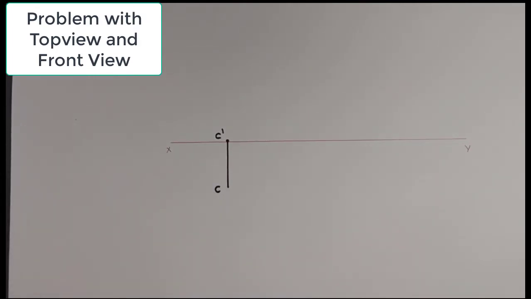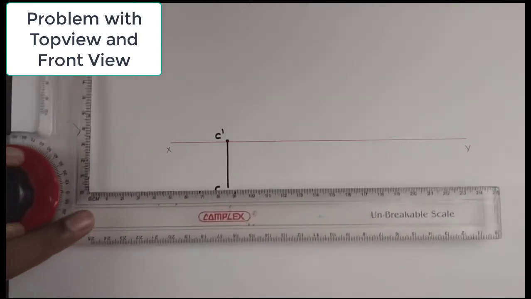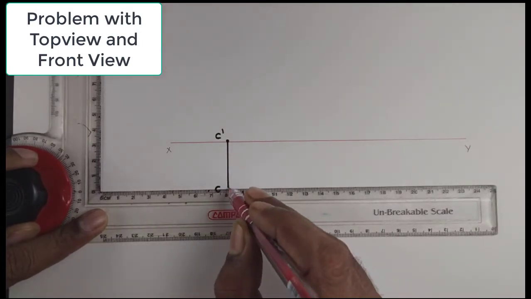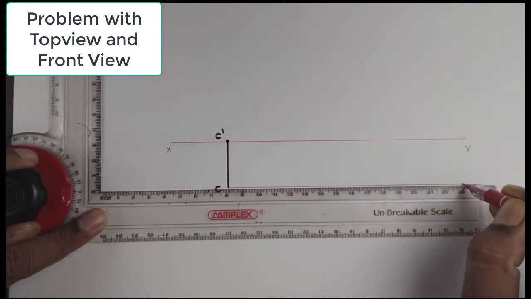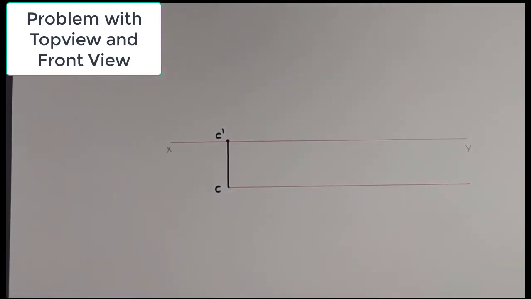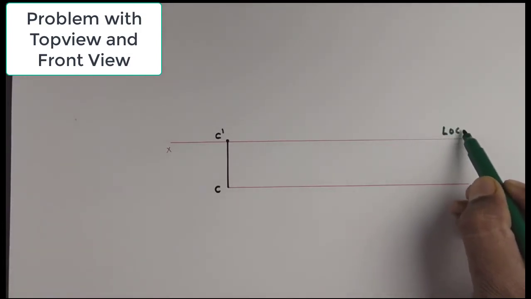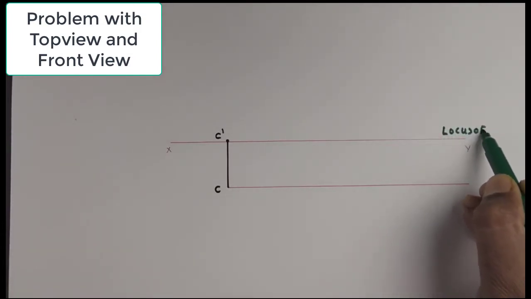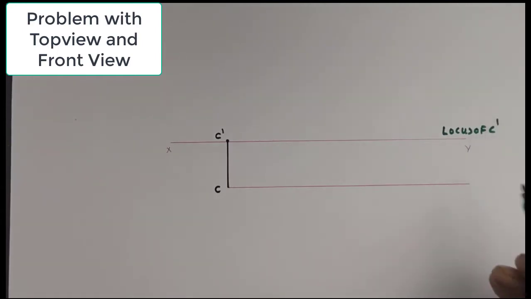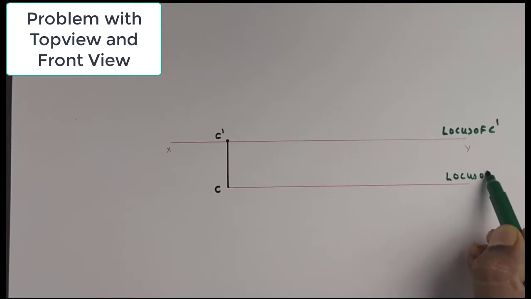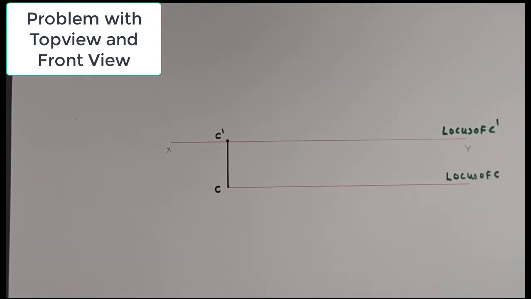Now from this plan point C, we draw the line parallel to XY, and this is our locus of elevation C dash. It is our locus of plan point C.